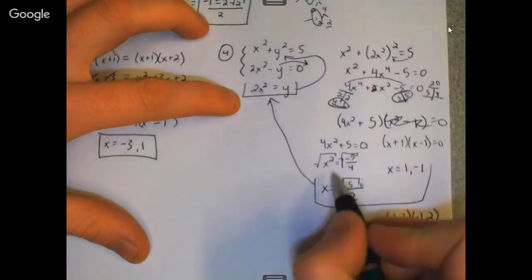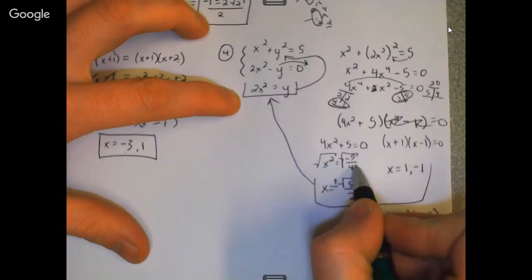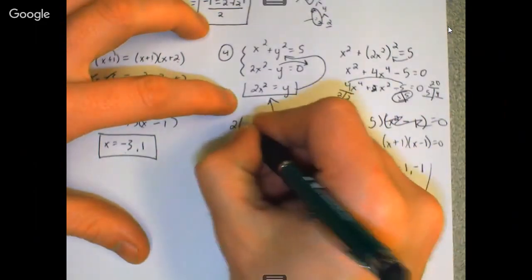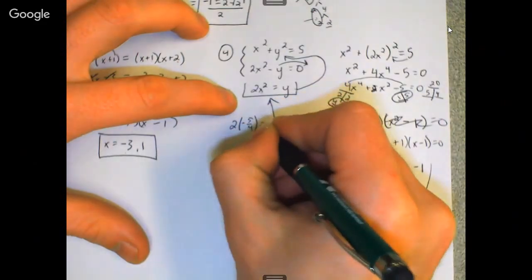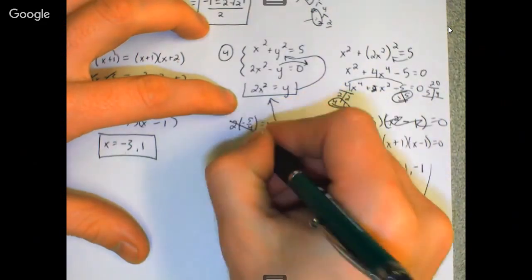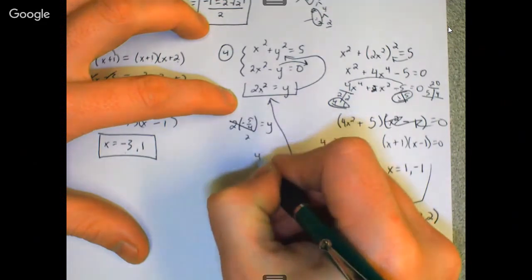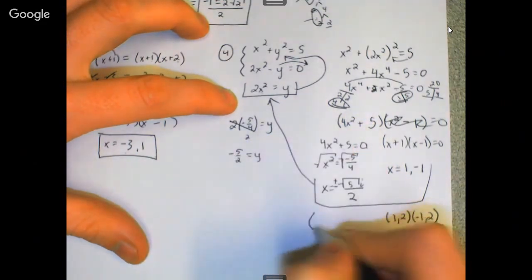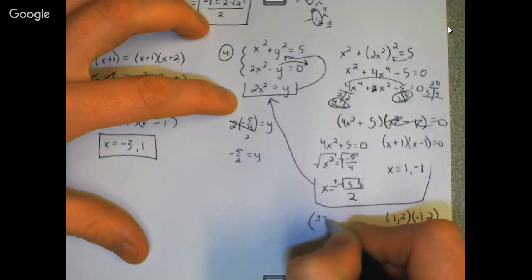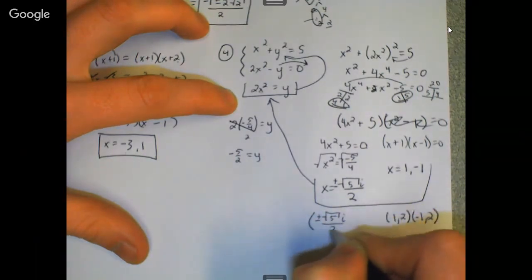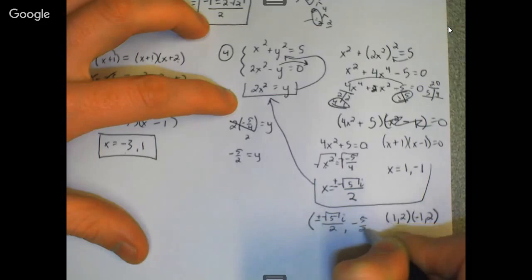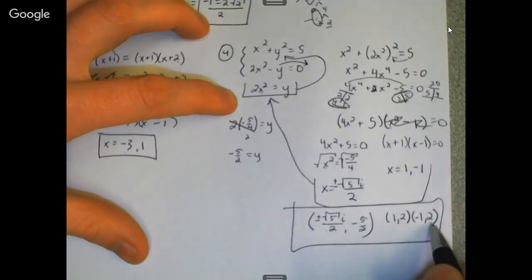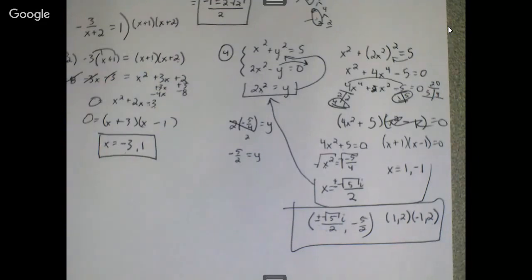If we go back up here to what x squared equaled, we can plug that in. So you have 2 times x squared, which was negative 5 over 4, equaled y. So y is negative 5 over 2. So then you have plus or minus radical 5i over 2 comma negative 5 over 2. So you have 1, 2, 3, 4 solutions on that one.